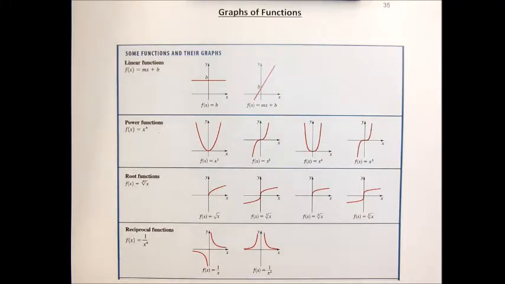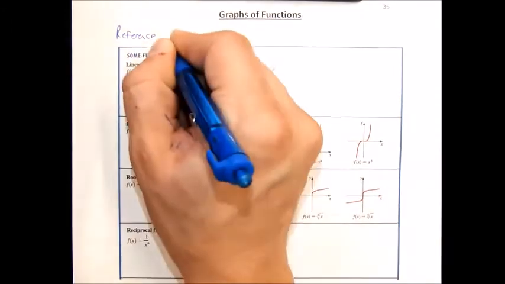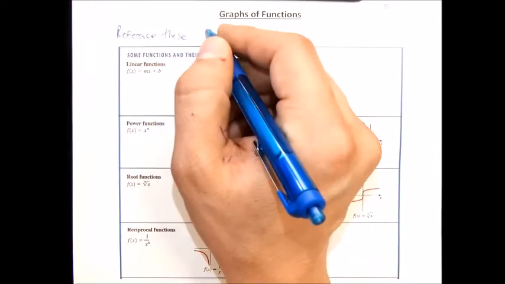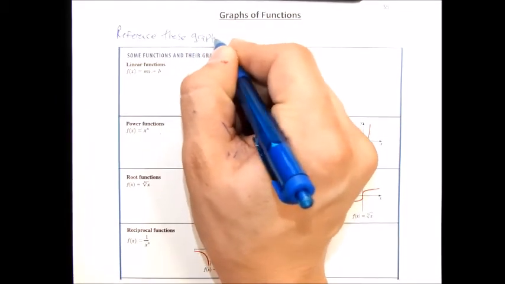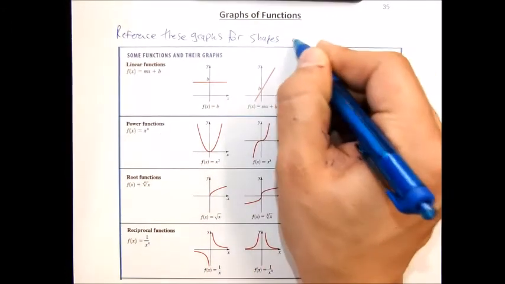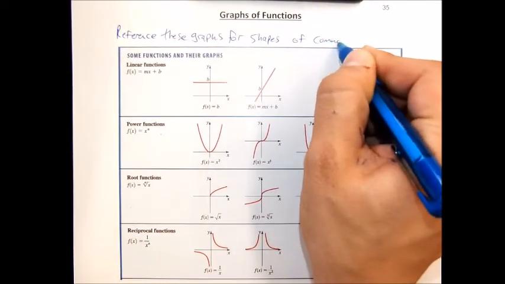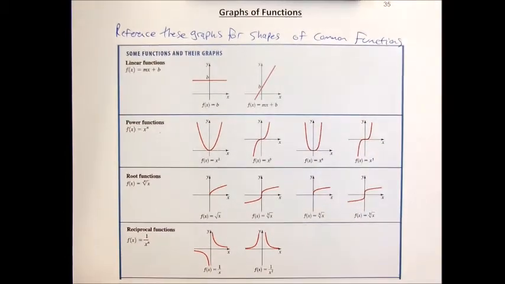So this first page is a reference page, and I'm going to write that down. What you want to do is use this first page as a reference when you're graphing things. So you reference these graphs for the shapes of common functions. And you'll see in this section, what we do is we start with the general shape of what a function looks like, and then we graph it by shifting it around based on the information in the following pages.